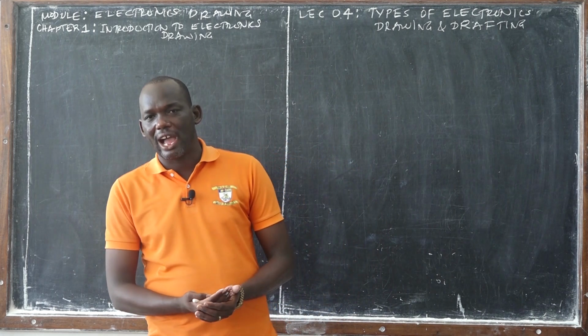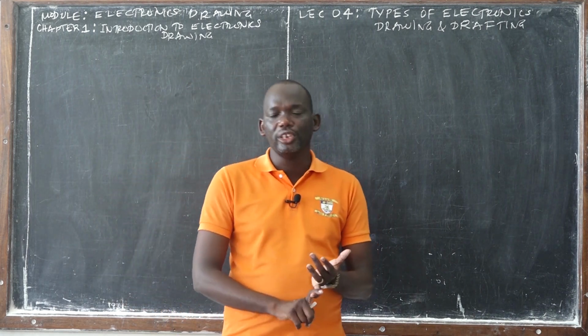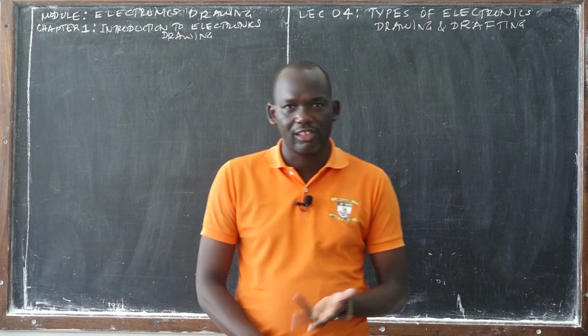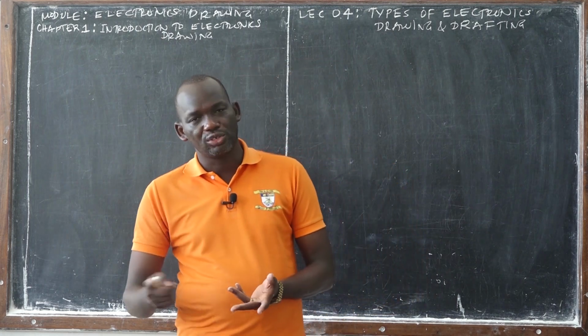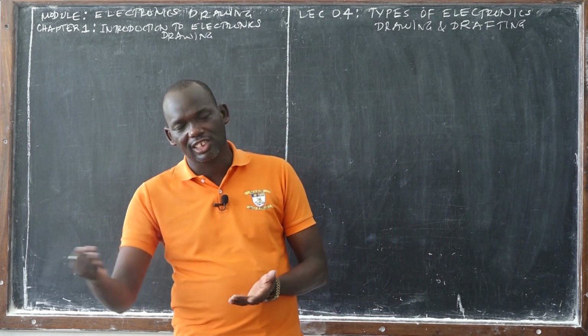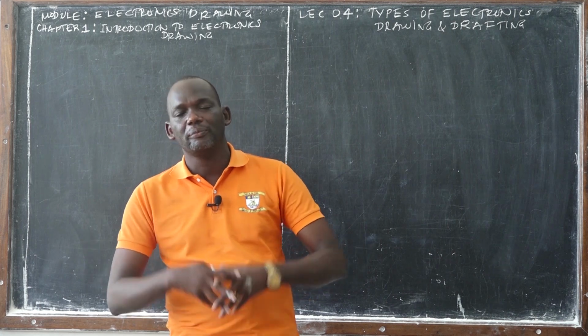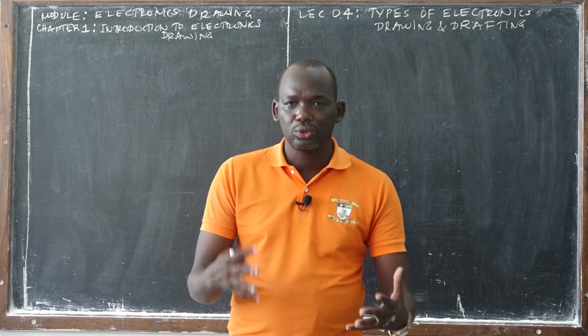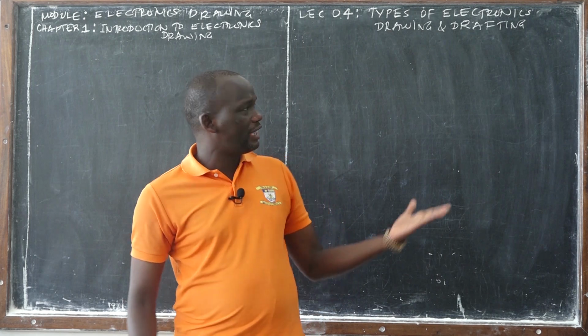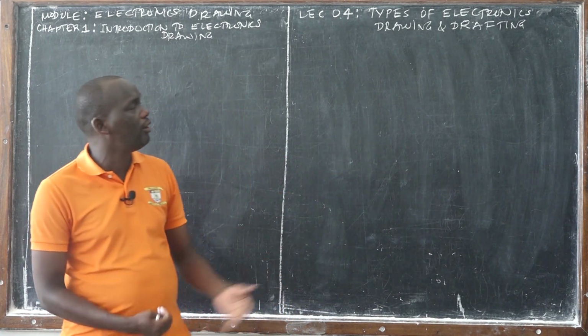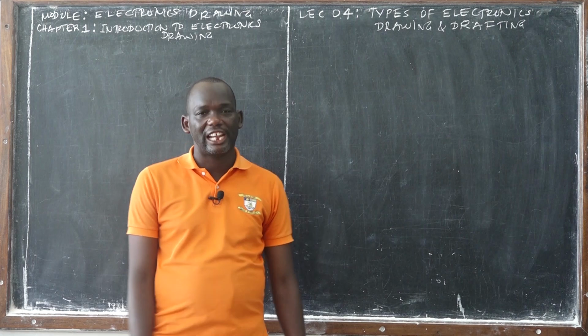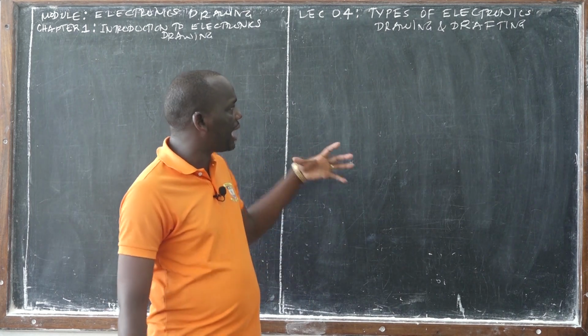I would like to ask you to be serious and to have drawing tools such as a pencil and a ruler, and sometimes papers and an exercise book, and a fresh mindset, then get prepared to receive the new concept. Today we are going to discuss lecture 4, about types of electronics drawings and electronics drafting. So we'll start with types of electronics drawing.